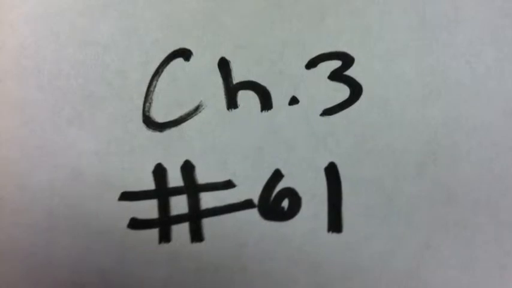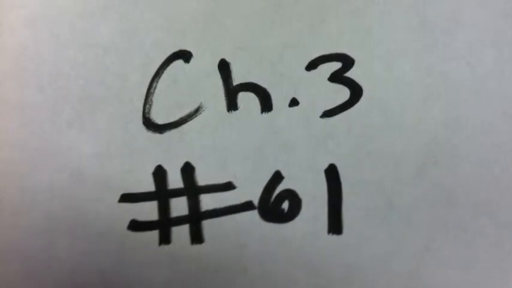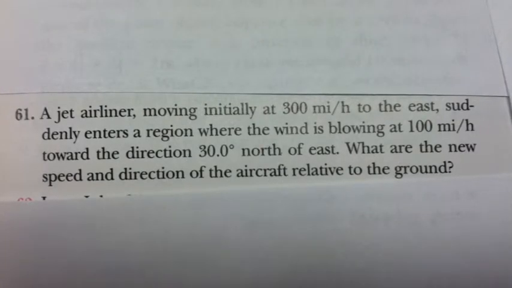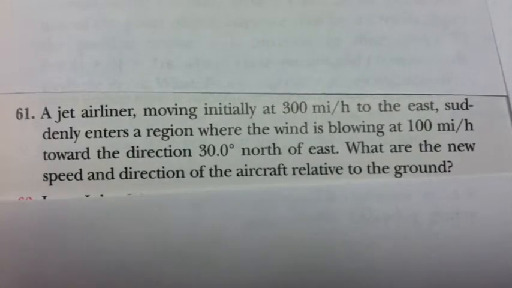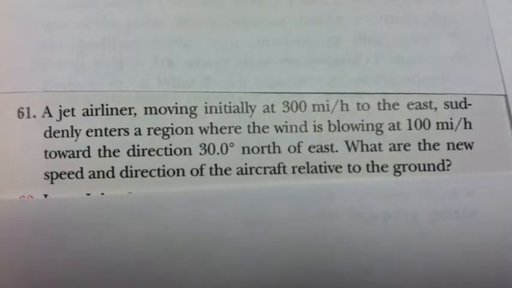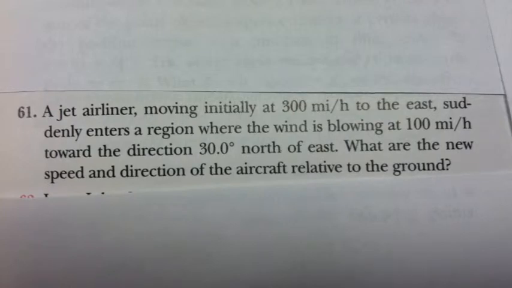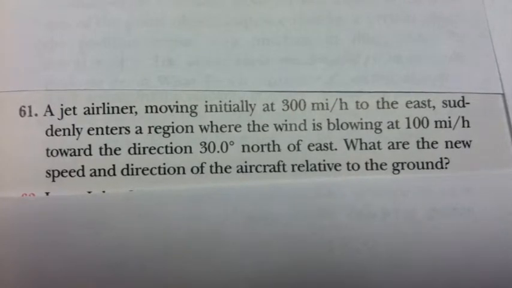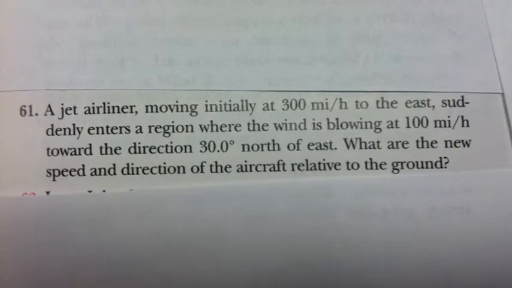Chapter 3, Number 61. A jet airline moving initially at 300 miles per hour to the east suddenly enters a region where the wind is blowing at 100 miles per hour toward the direction 30 degrees north of east. What are the new speed and direction of the aircraft relative to the ground?